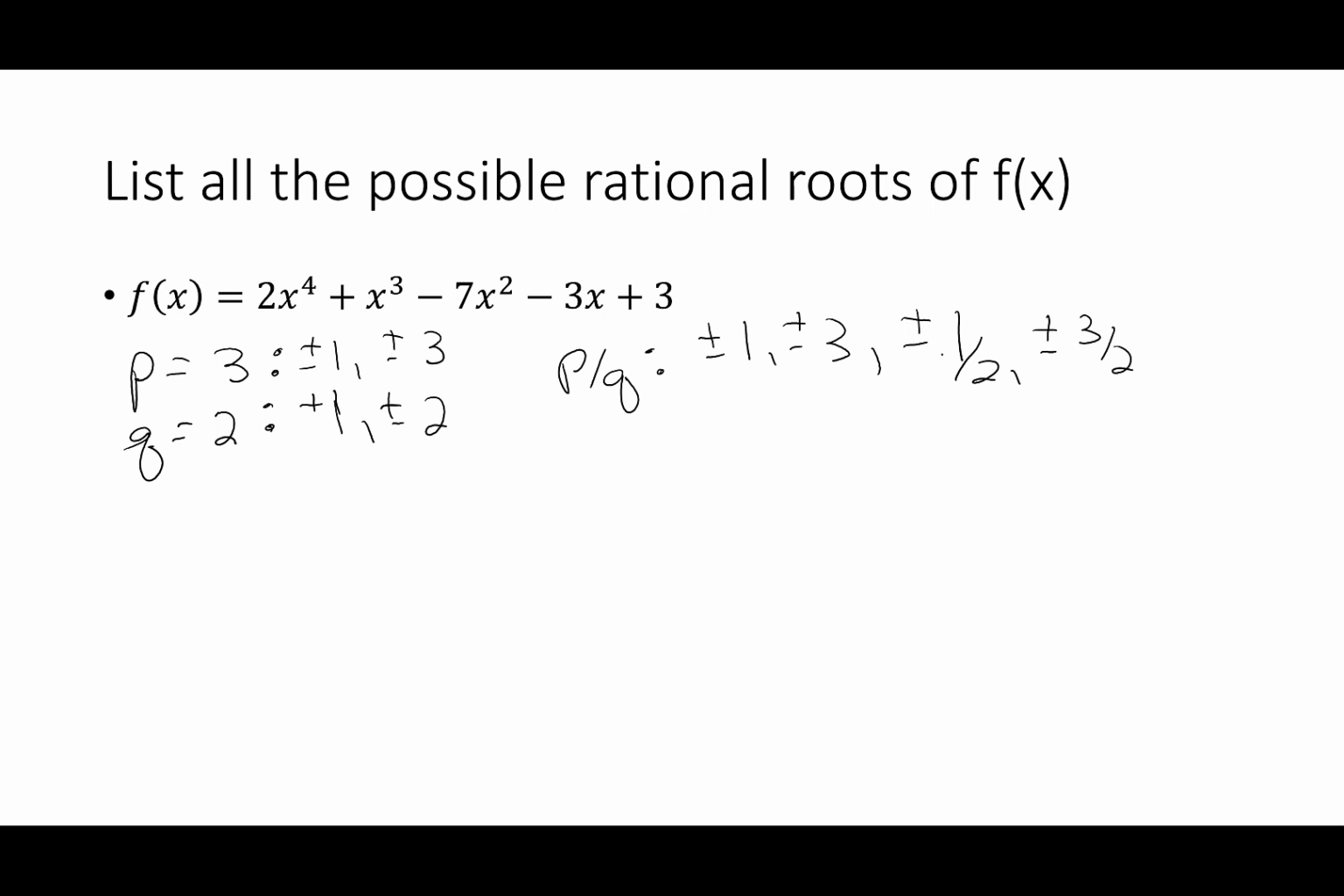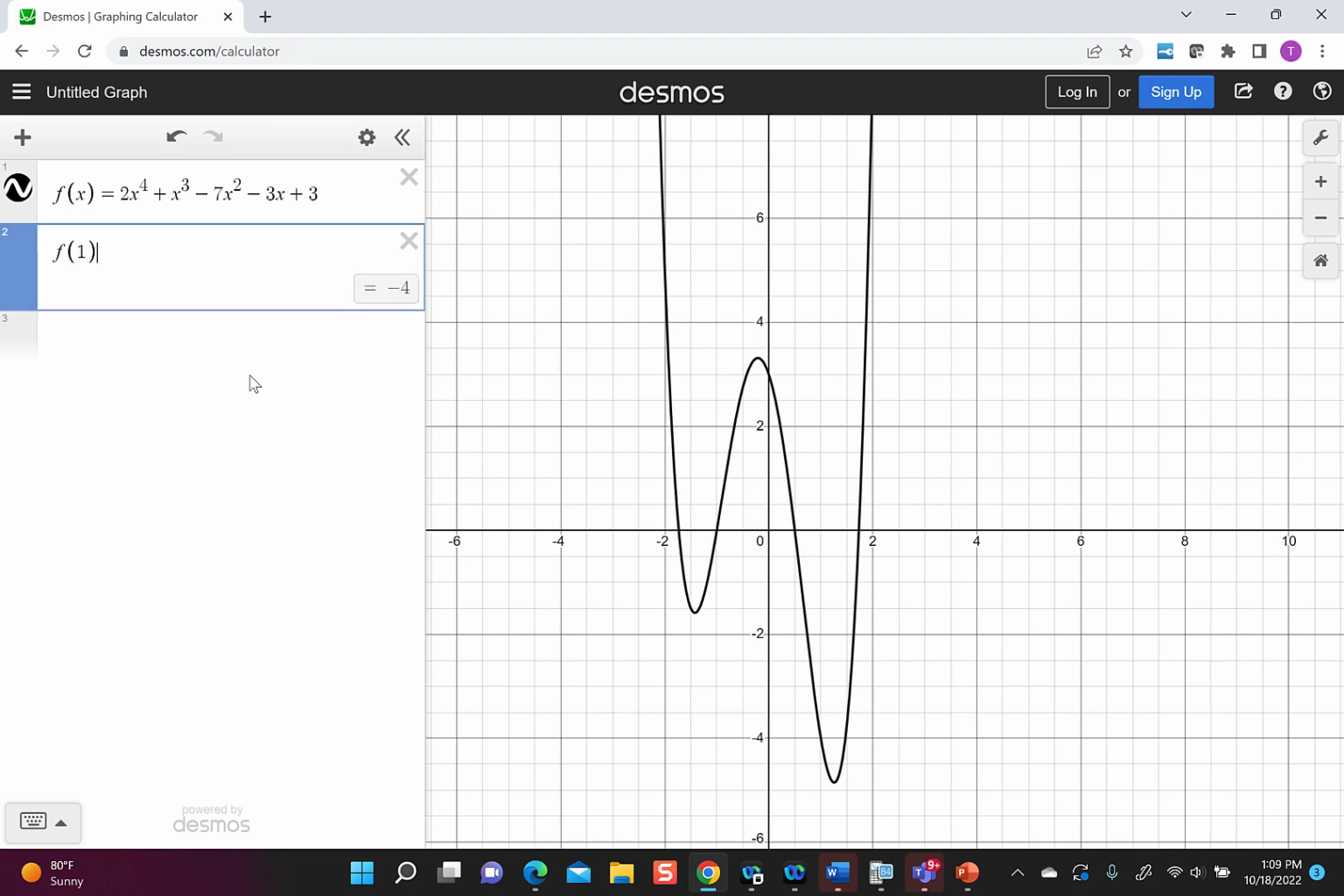So this time I have 2, 4, 6, 8 numbers to put in. I'm going to go directly to Desmos this time, but you could use the TI. It doesn't make any difference, but let's see if we can figure out if any of these are answers. So remember, we're checking f of 1. Negative 1 gave me 0, so there's one solution.